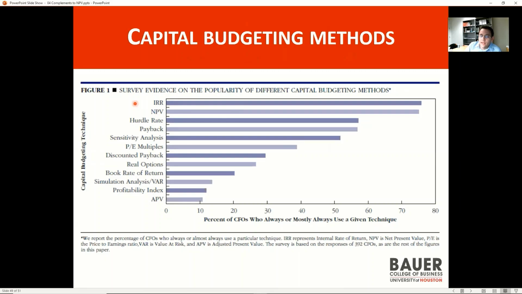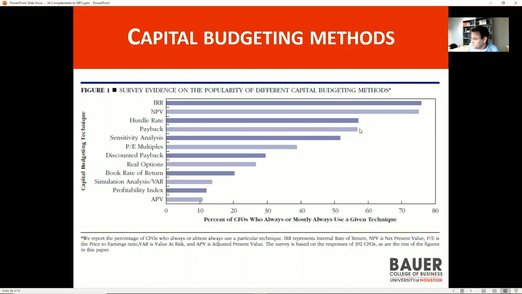So each row here is a different method that CFOs can use to make decisions. And then on the x-axis, we have the percent of CFOs who mostly always use the technique. So we see right away IRR and NPV are very popular. 75% of CFOs are always using these two. So that's good. They're worried about time value of money, and they're thinking about the risk of the projects. What may be a little bit more surprising, however, is that almost 60% are using the payback period. We saw payback period is very simple, pretty naive, really, but 60% of CFOs are almost always using it.